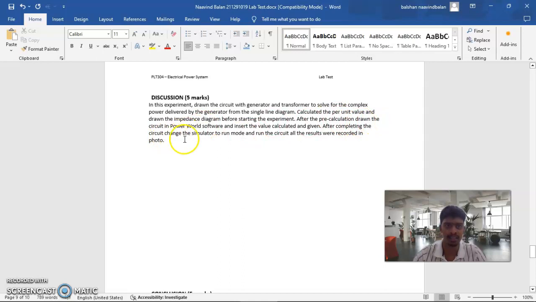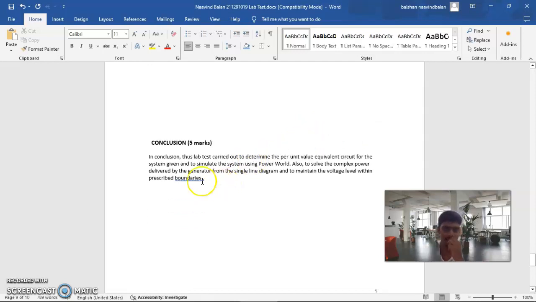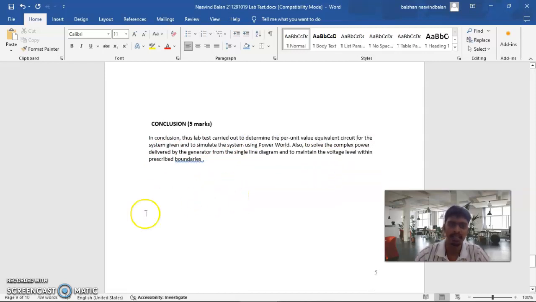After the pre-calculation, the circuit is changed to simulation mode and I run the circuit. Results were recorded, as the photo already inserted. Over here, the lab test carried out determined the per unit value in the experiment, with the system given in the simulation using PowerWorld, solving the complex power generated from the single line diagram and maintaining the voltage. That's all. Thank you.